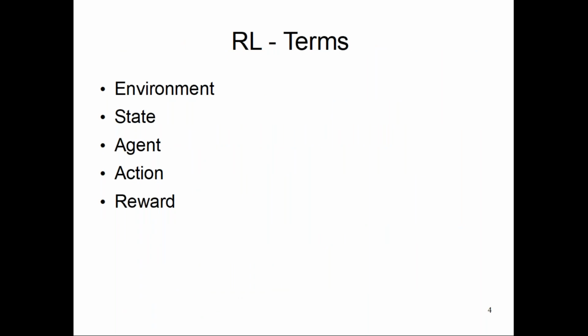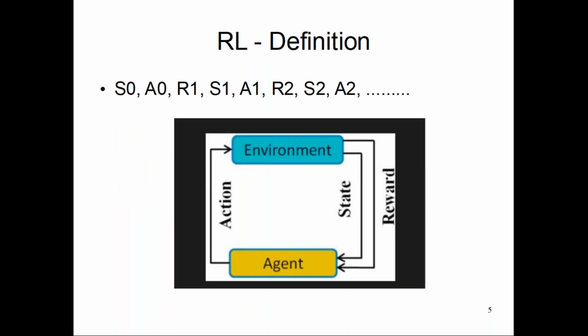These are the things involved in reinforcement learning: environment, state, action, agent, and reward. Any problem, if you put it in reinforcement learning, you have to put it in the form of an environment; the agent takes an action, then it is pushed to a new state, and it also gets a reward.